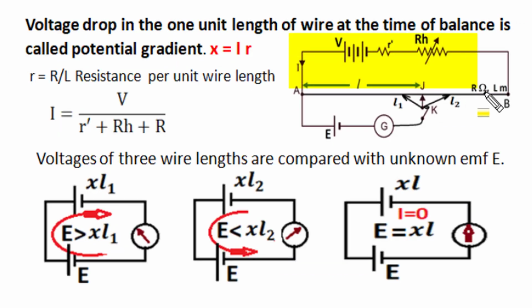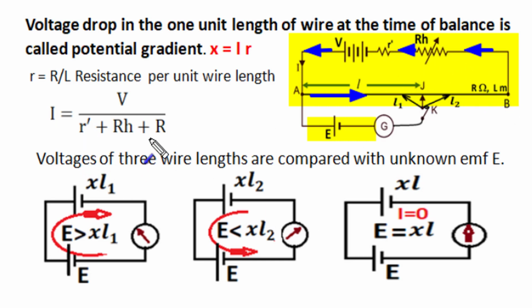At the time of balance, when this primary circuit is comparing unknown voltage, it is neither drawing any current from the external circuit nor supplying any current to the external circuit. In that case a single current flow path exists from the source voltage through the wire length to the rheostat resistance and back to the source. So the internal resistance of the source, rheostat resistance and wire length resistance form a series circuit.